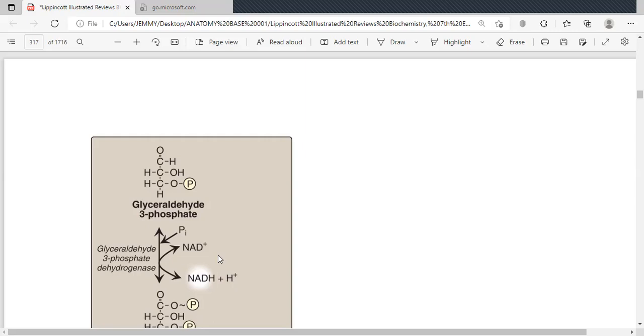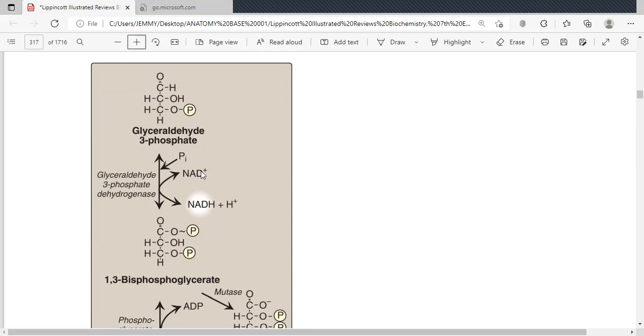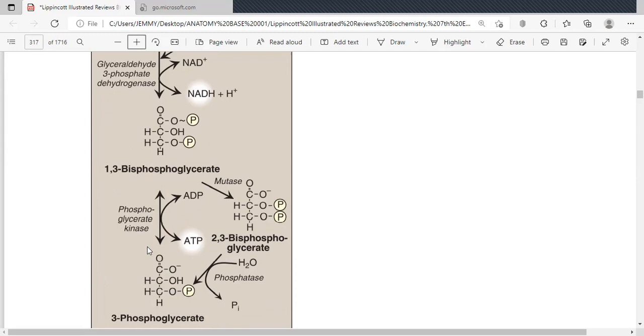The compound formed after we carry out dehydrogenation is 1,3-bisphosphoglycerate. You can see at carbon number 1 we have a phosphate; the inorganic phosphate was added there. Then we have another phosphate at carbon number 3, which is why it is called 1,3-bisphosphoglycerate. Then we proceed this way. 1,3-bisphosphoglycerate will undergo dephosphorylation.